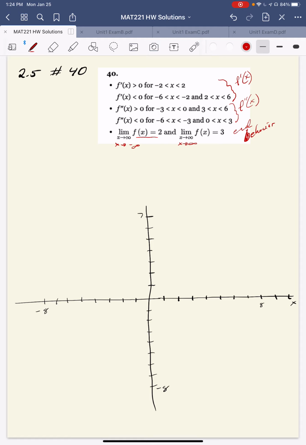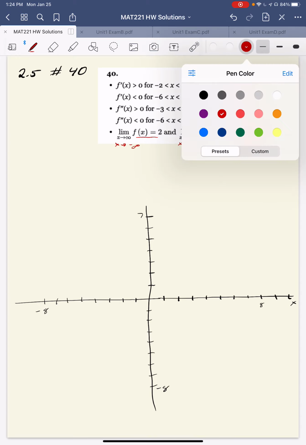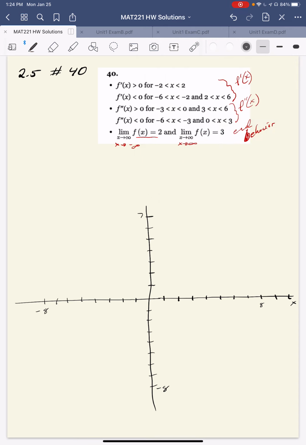So let's go ahead and start to figure out how we're going to graph this now. The first thing that I like to do when I have all this information given to me is to look for these key endpoints in my intervals here. And I am going to take all that information and pull it up above the graph so I can make some little notes to myself.